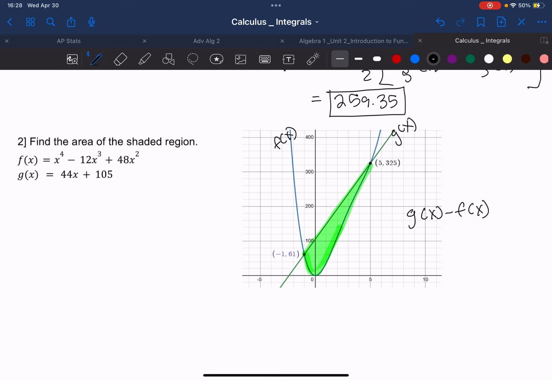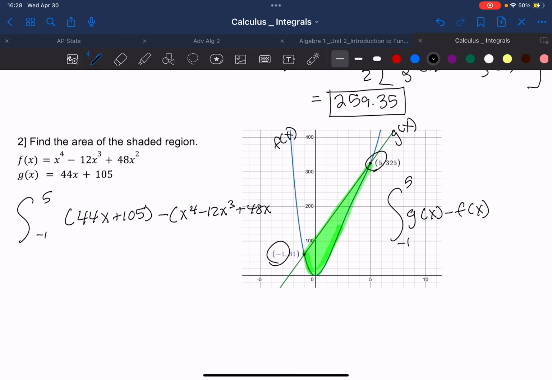Okay, so we're going to use that when setting up our integral, and we're going to be using the -1 to 5 to set this up. So I have the integral from -1 to 5 of g of x minus f of x. So this is 44x plus 105 minus x to the 4th minus 12x cubed plus 48x squared.